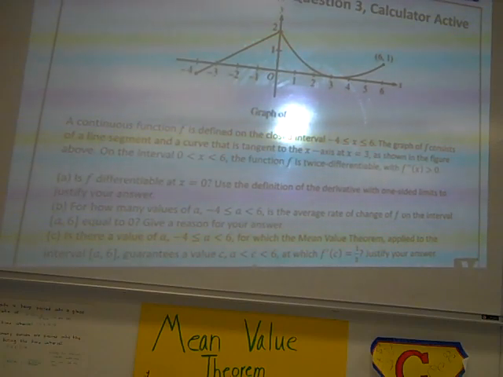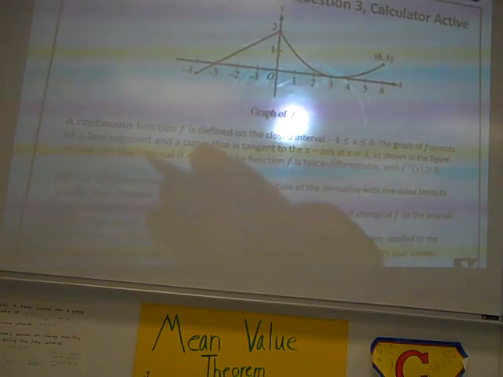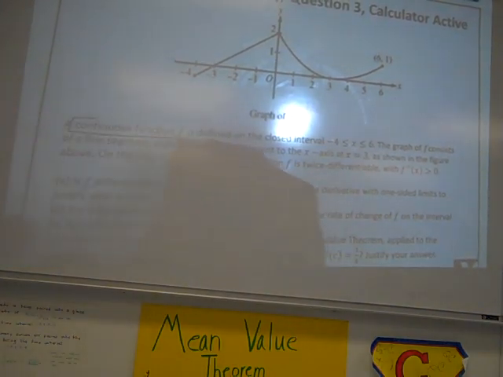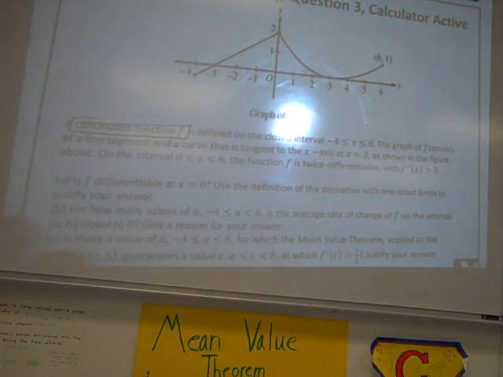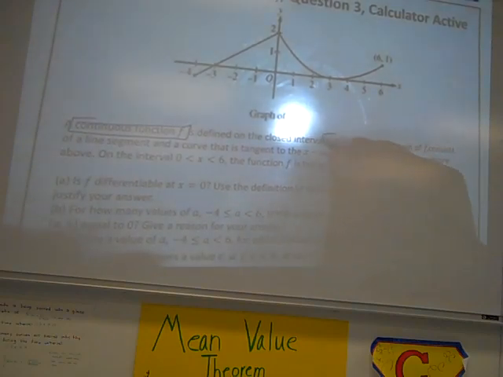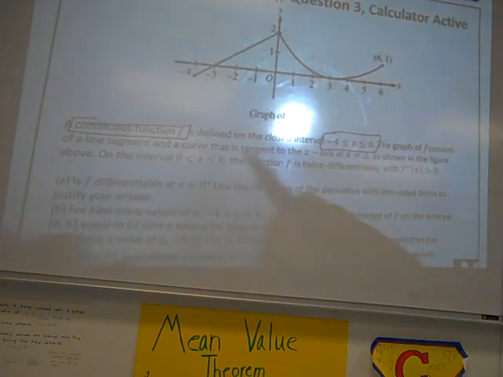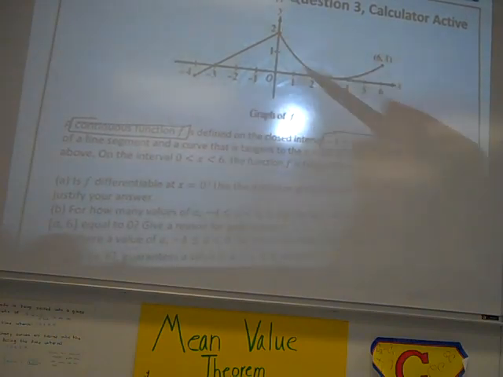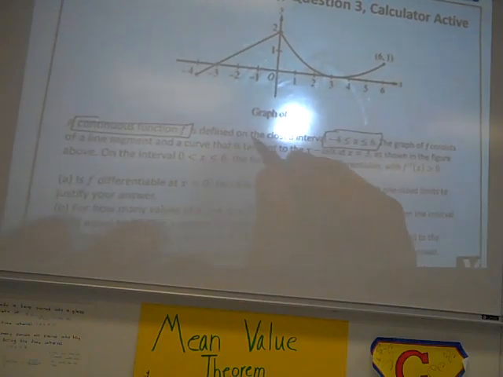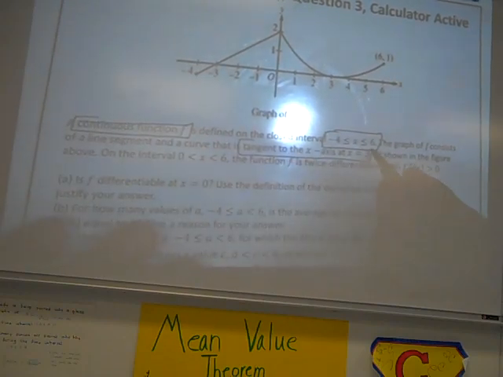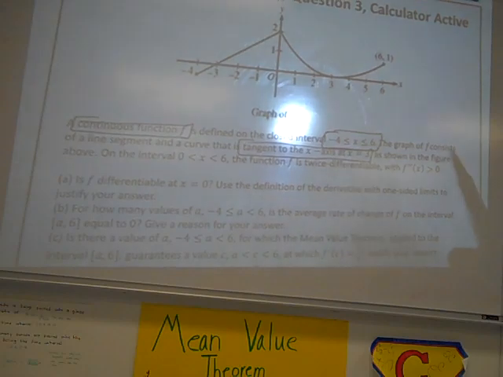So, we have a continuous function f. Good. I always like to box that information. Draw attention to it. F is continuous. Good. Closed interval. We know that means don't look outside the interval. The graph of f consists of a line segment and a curve, not a semicircle, just a curve that is tangent to the x-axis at x equals 3. We'll come back and talk about that in a moment.